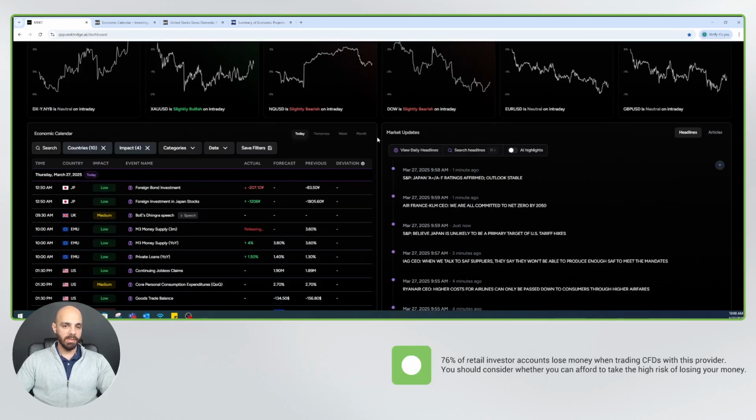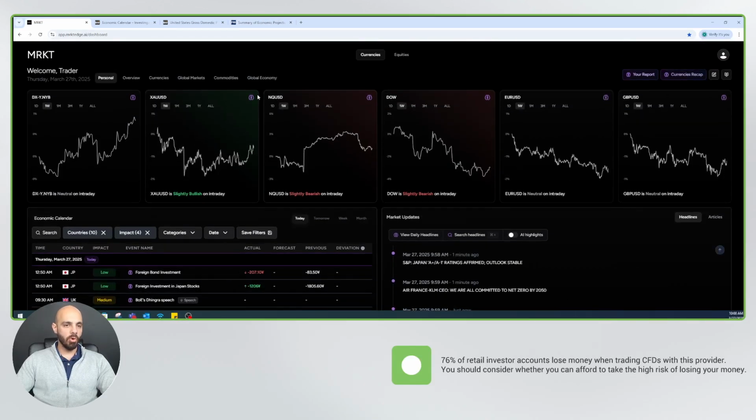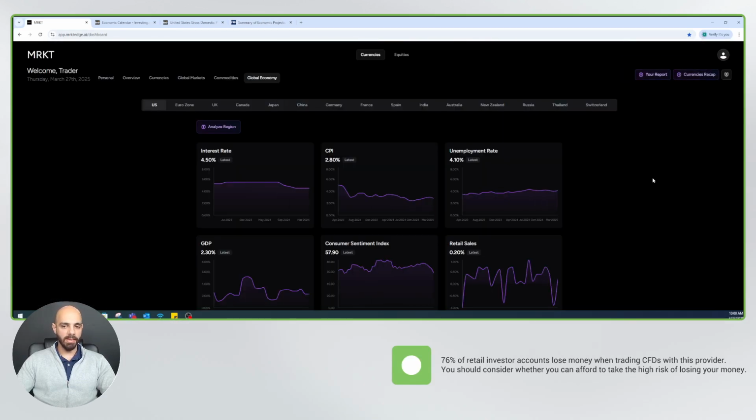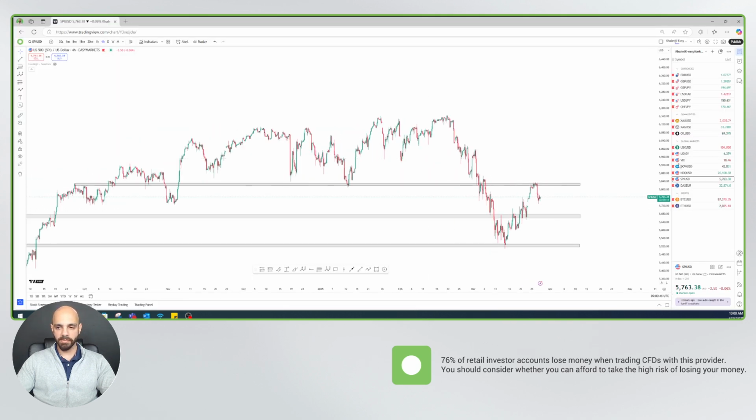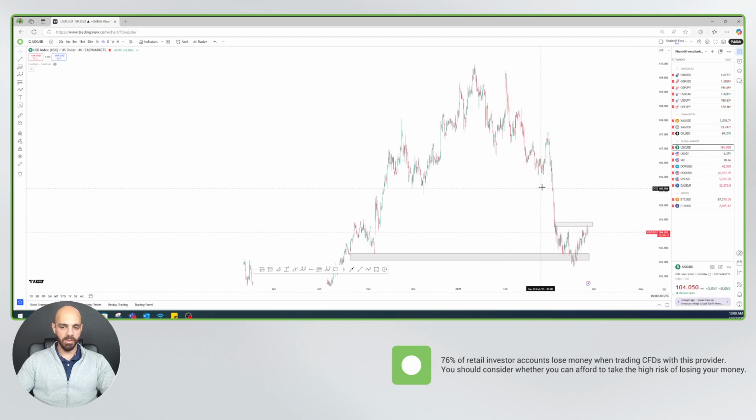Let's look a little bit at the general global economy, a general idea about the US. Here you can see the interest rate, the CPI, and all the important economic data. And as we mentioned, here in the GDP, we're expecting to see a drop from 3.1% to 2.3%. Moving to the charts, let's look first at the US dollar.